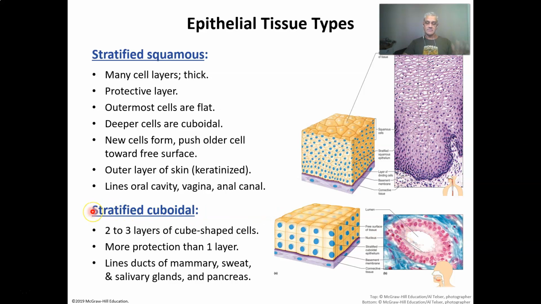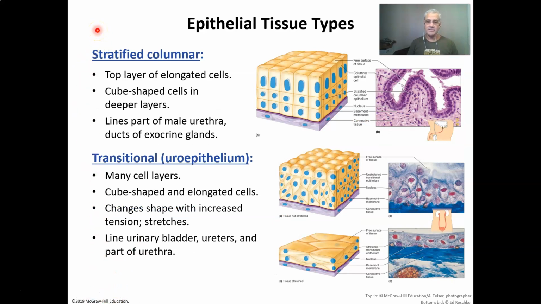So stratified just means, now in this case, stratified squamous, you're going to get many, many cell layers. You may get, like I said, in the epidermis, you're going to get 30, 40, maybe 50 layers. Stratified cuboidal is usually not as many layers. Two or three layers is about all you're ever going to get in these stratified cuboidal tissues.